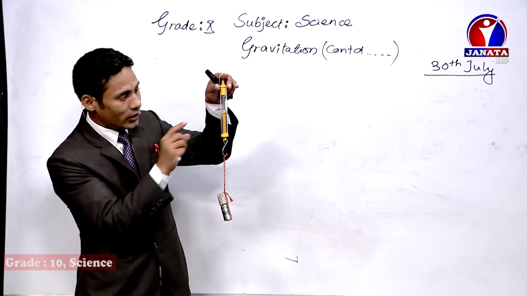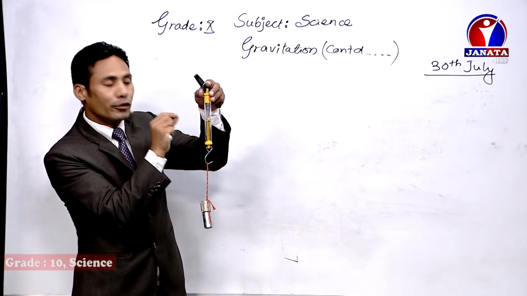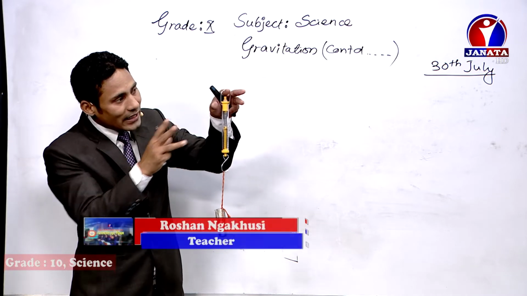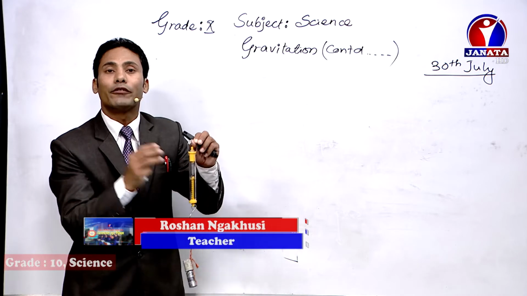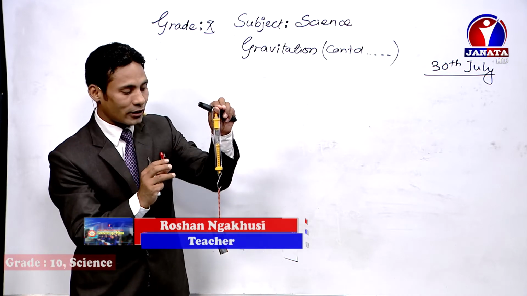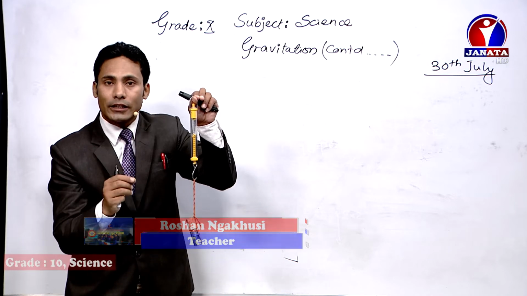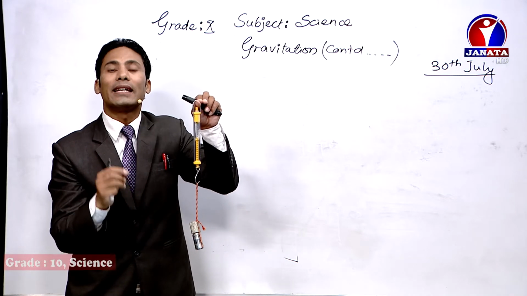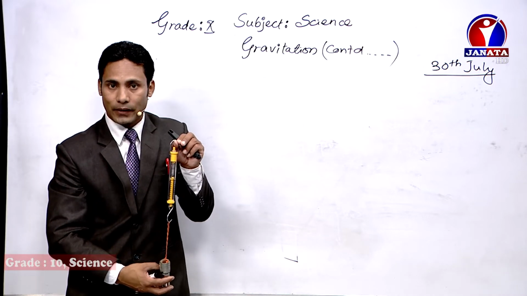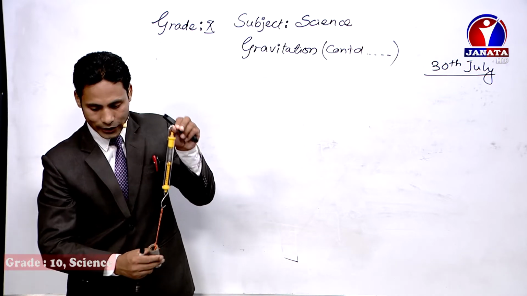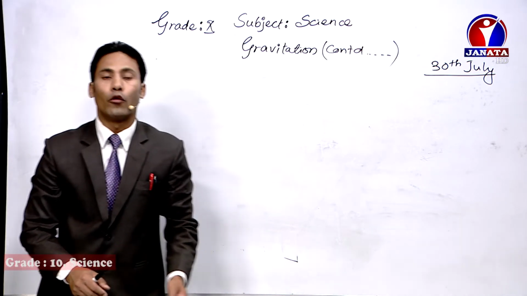In that condition, the 3 Newton weight is shown, right? 3 Newton weight is shown. But if I release both like this, then if we try to read in that condition, the weight is 0. So the condition of a body when the weight seems to be 0 is called weightlessness. Clear? The condition of the body when the weight seems to be 0 is called weightlessness.